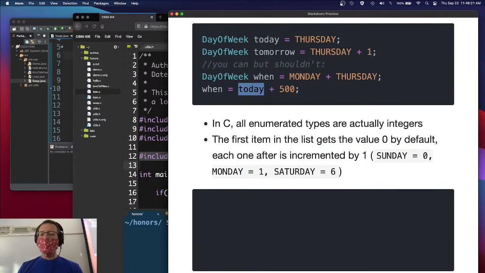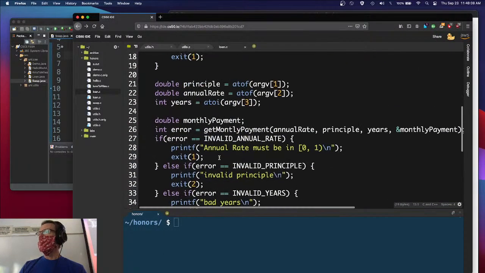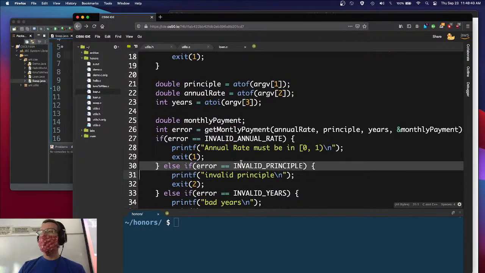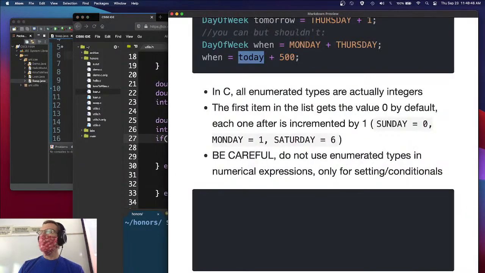So you do have to be careful. Do not use enumerated types in numerical expressions like this. Just use them in assignments. Use them in equals kind of comparisons, like we did down here. This is fine. Assigning them is fine, right? Something like that. I'm not going to do that though. But using them in numerical expressions, knowing that they're integers, that's wrong. Don't do that. Okay?